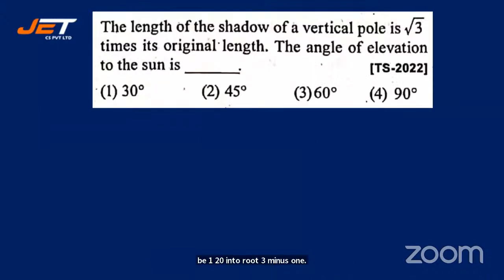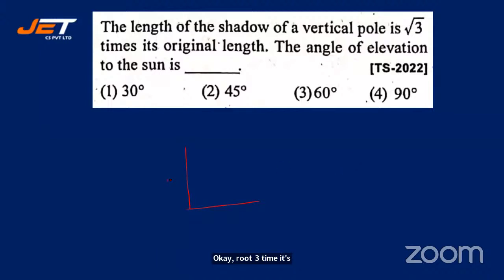See the next question. The length of the shadow of a vertical pole is root 3 times its original length. The angle of elevation to the sun is dash. All right. So quickly find out. Let me draw the diagram for you so that easily you can find out. Yes, he says the length of the shadow of a vertical pole is root 3 times its original length.